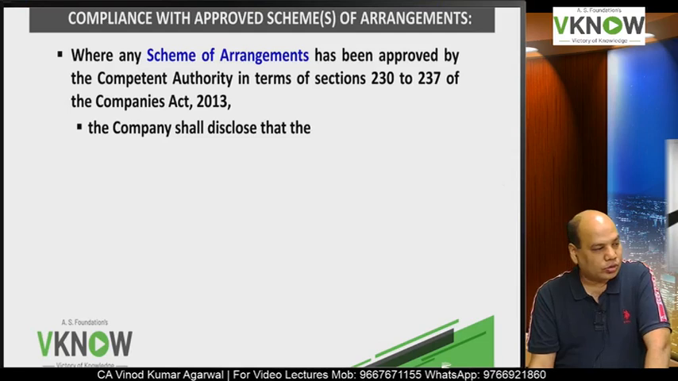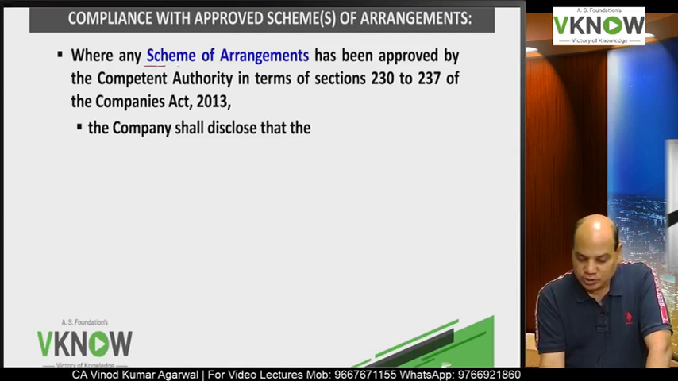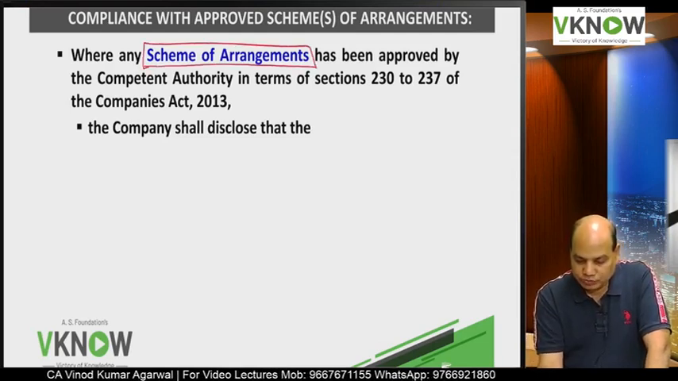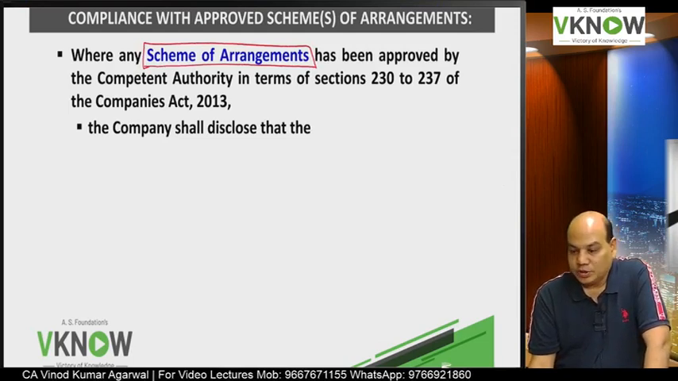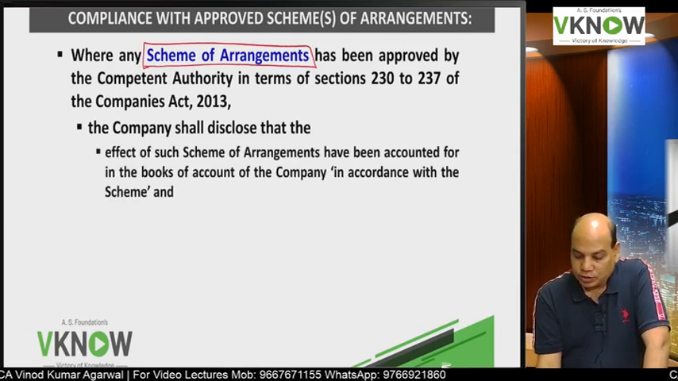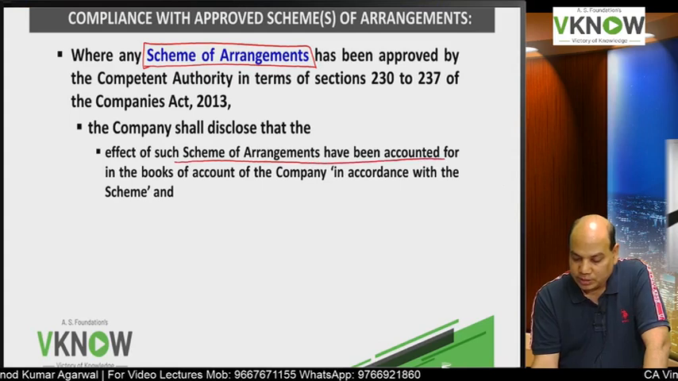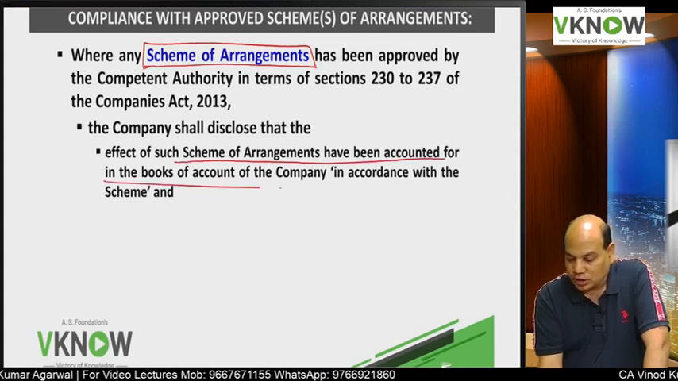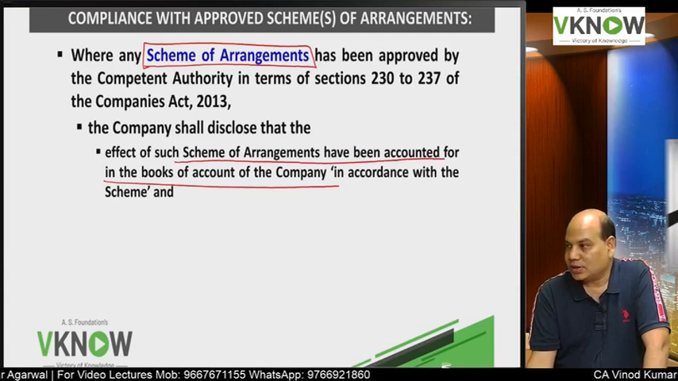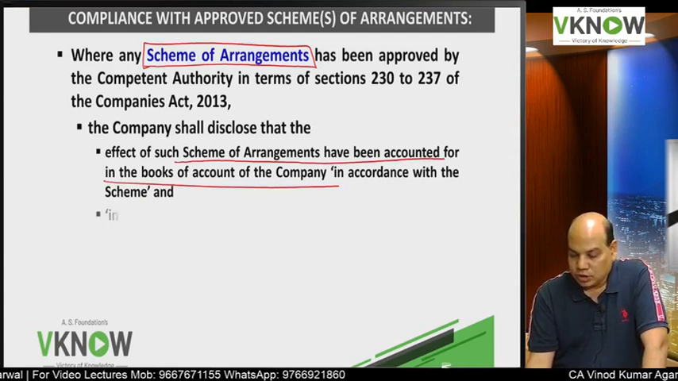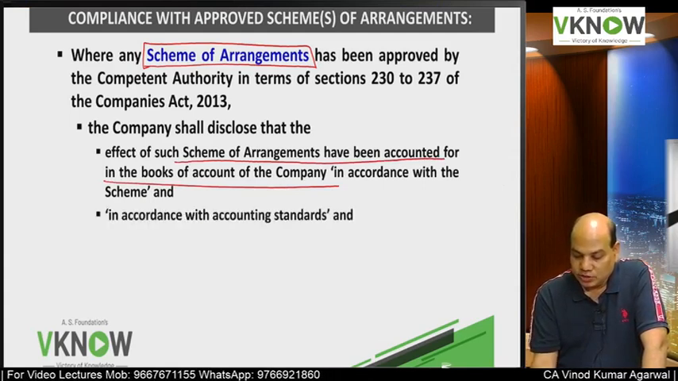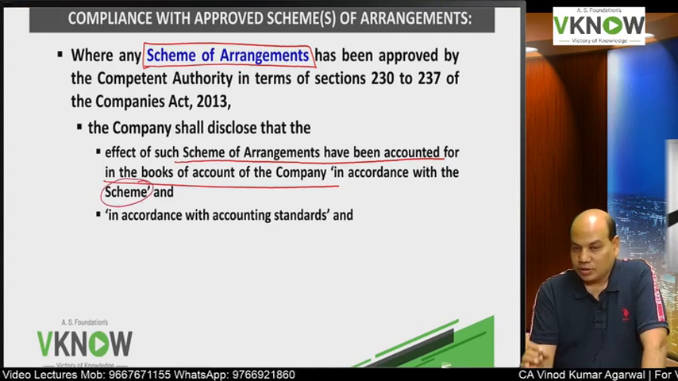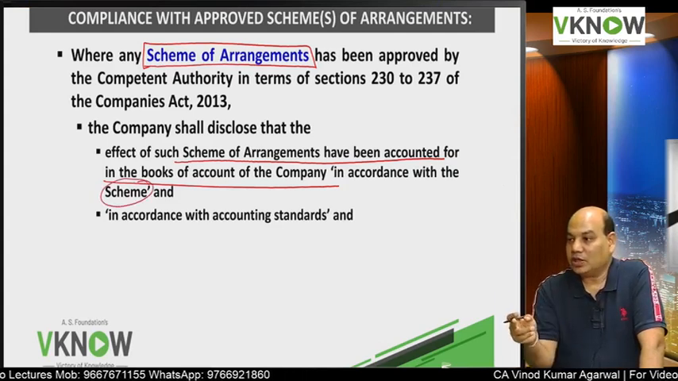So what are the disclosure requirements? Again, not very important because it's more of a legal compliance. The company will disclose that the effect of such scheme of arrangement has been accounted for in the books of account as per the scheme. Usually in the scheme they mention how the scheme will be given effect in the books of account.